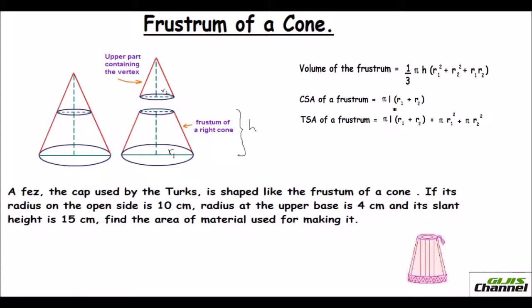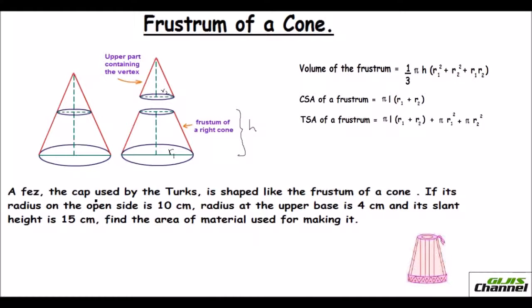L denotes the slant height, so CSA is pi L times r1 plus r2, the sum of the radii. The TSA, the total surface area, would be the CSA plus the base areas. So pi L times r1 plus r2 is the CSA, plus the area of the bigger circle, pi r1 square, plus the area of the smaller circle, pi r2 square. These are the formulas we are going to use to solve the problems here.